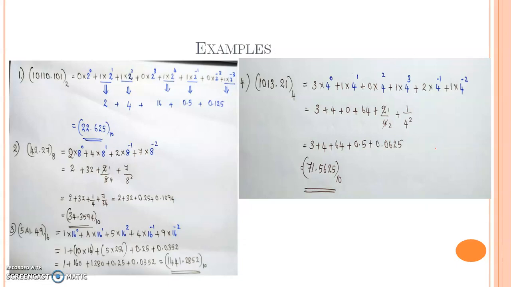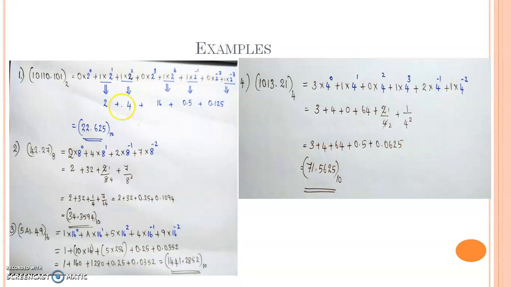Now let's see some more examples of converting binary to decimal, octal to decimal, hexadecimal to decimal, as well as any number system to decimal. So what is the basic rule? If you want to convert a number in any number system to the decimal number system, you have to multiply every digit with its corresponding weight. Then you have to add up the products.